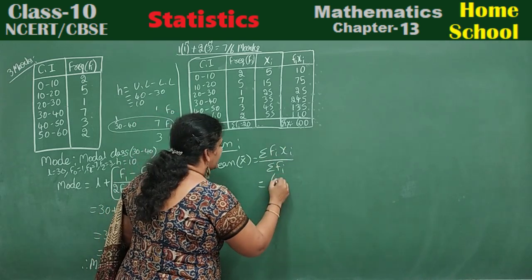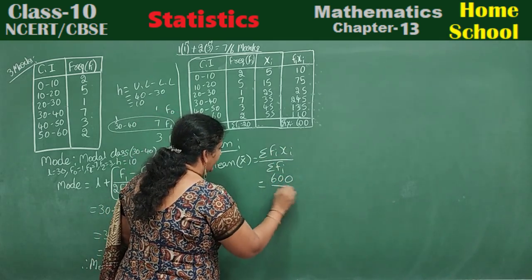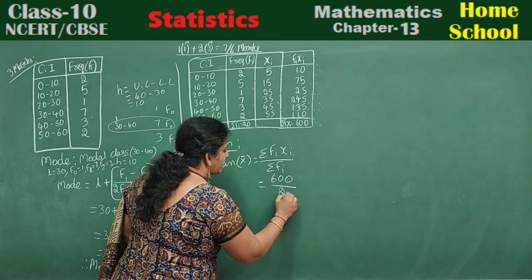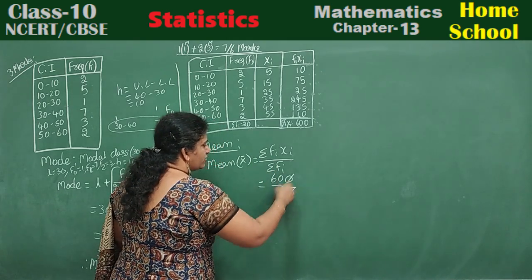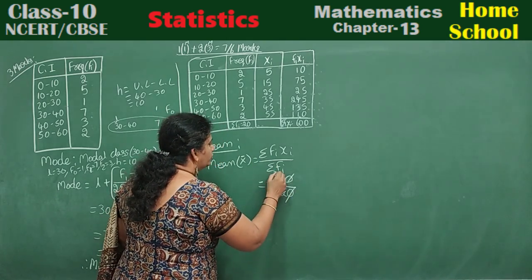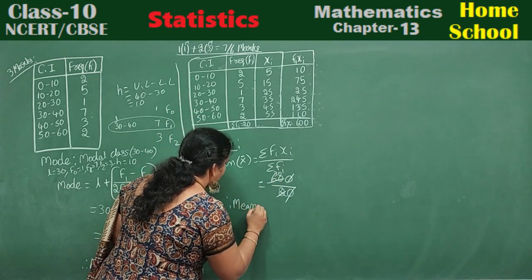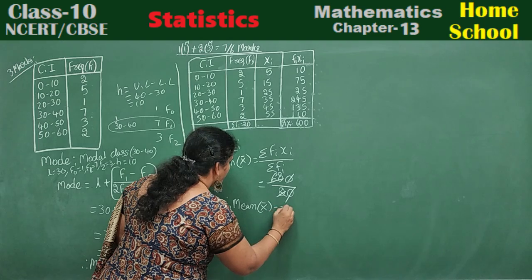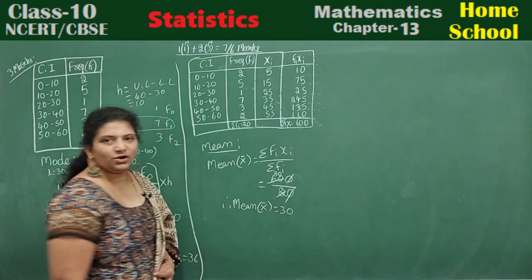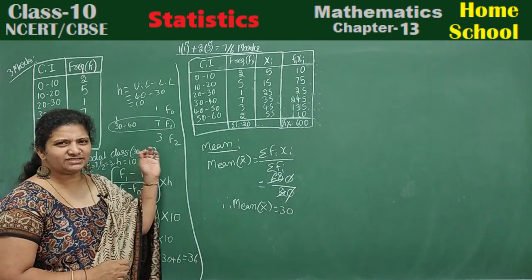Summation fi xi is 600. Summation fi is 20. The zeros cancel, and 2 threes are 30. Therefore, the mean x bar is equal to 30. Okay, is this clear? Very easy, right?